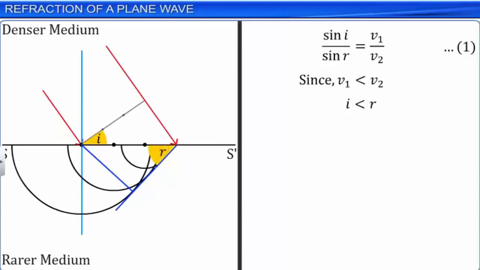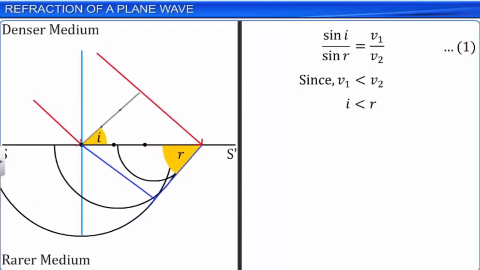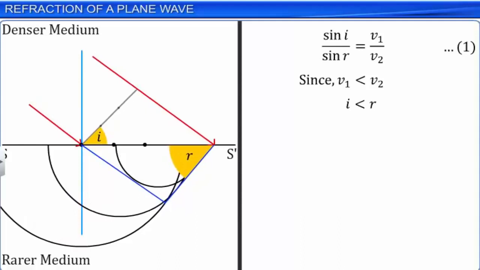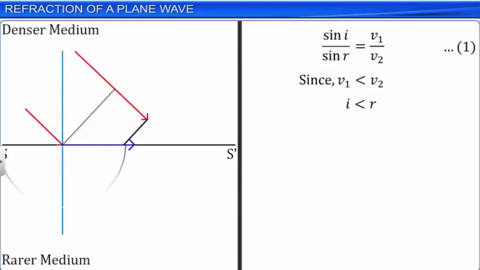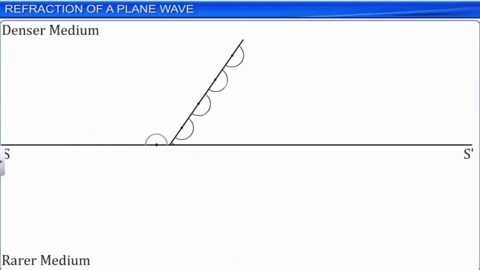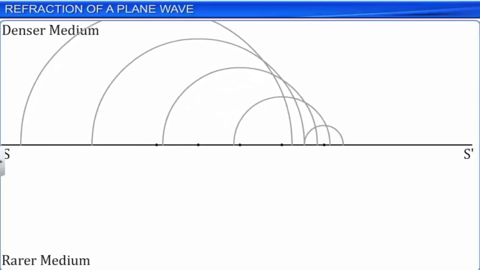If the angle of incidence I is increased, correspondingly, the angle of refraction also increases. For a particular angle of incidence known as critical angle, the angle of refraction becomes 90 degrees and the wave grazes along the interface SS'. If the angle of incidence is greater than the critical angle, we will have total internal reflection. As such, the laws of refraction are consistent with the wave nature of light.